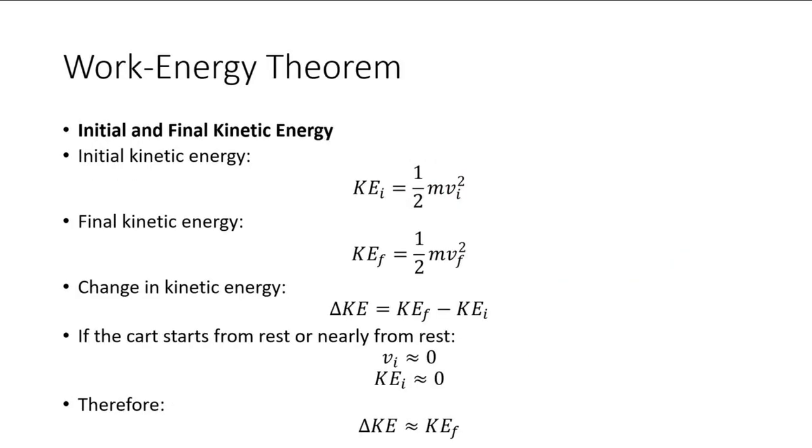Now, for your initial kinetic energy, that would be equal to 1/2 mvi squared. And for your final kinetic energy, that would be equal to 1/2 mvf squared. So we can calculate the change in kinetic energy as final kinetic energy minus your initial kinetic energy. In this experiment, the cart starts from rest, so we can approximate your initial velocity as 0. Therefore, your initial kinetic energy is also 0, so we just cancel it out. That means the change in kinetic energy is just equal to the final kinetic energy.